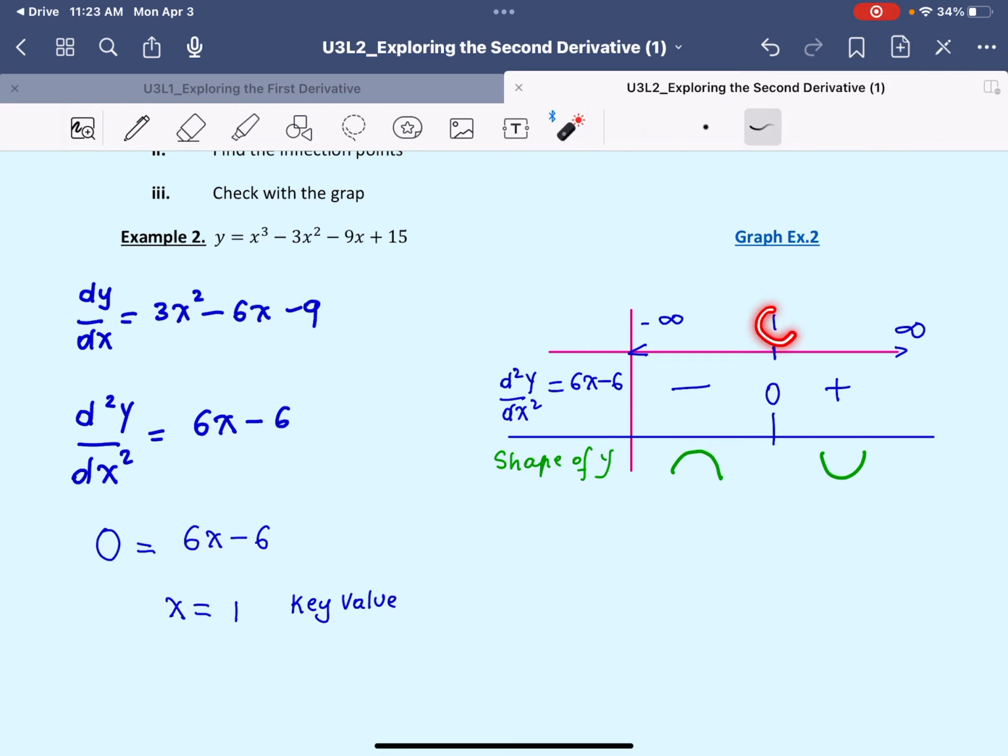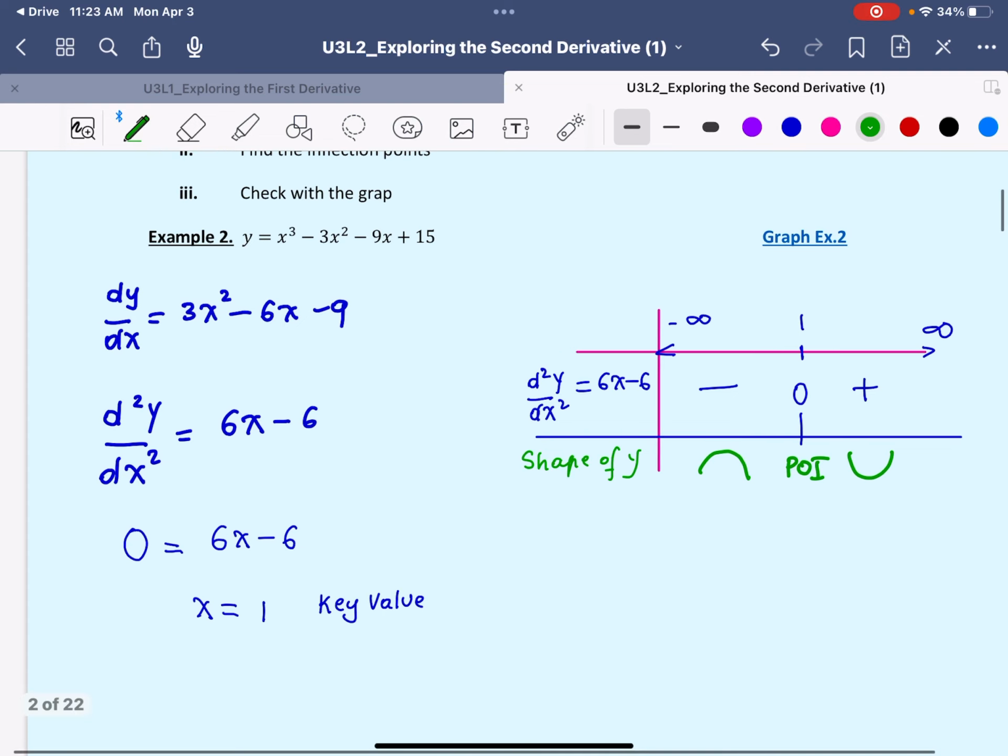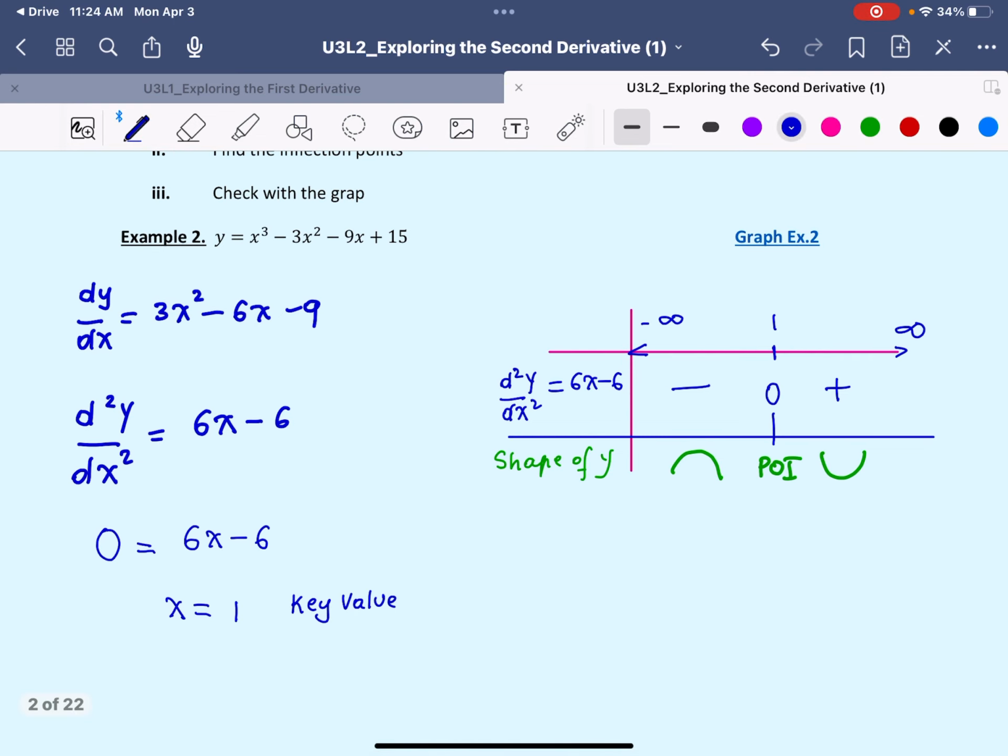Since at x equals 1, the concavity changed from up to down, from down to up to be more precise, then therefore this would be a point of inflection. So we're going to say that there is a point of inflection at x equals 1 and y equal to 1 cubed minus 3 times 1 squared minus 9 times 1 plus 15, which equals 1 minus 3, negative 2, negative 12, and then plus 15, 3.